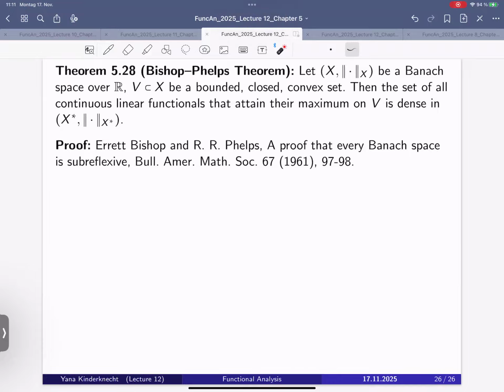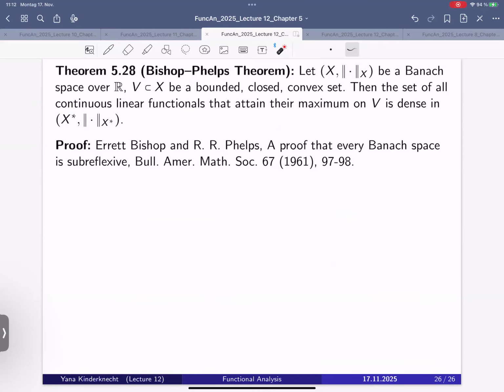Then, in the case of a normed space, we obtain the Hahn-Banach theorem about the continuous extension. That is, if we have a continuous linear functional on a subspace, we may extend it to a continuous linear functional on the whole space.